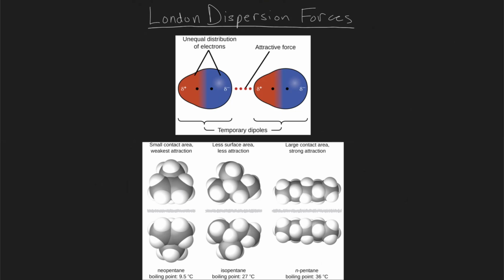This causes a very weak and brief attractive force between these molecules since there's a very slight unequal distribution of the electrons. Every molecule, whether it's nonpolar, polar covalent, or ionic, to some extent experiences London dispersion forces. So this is going to be across the board no matter what molecule we're discussing.